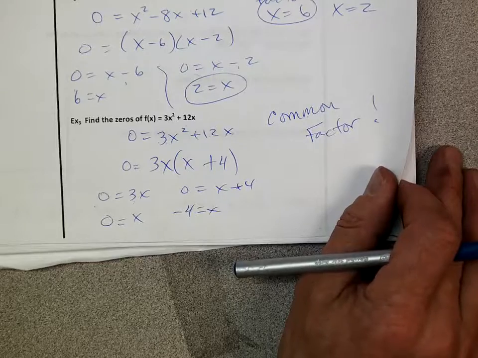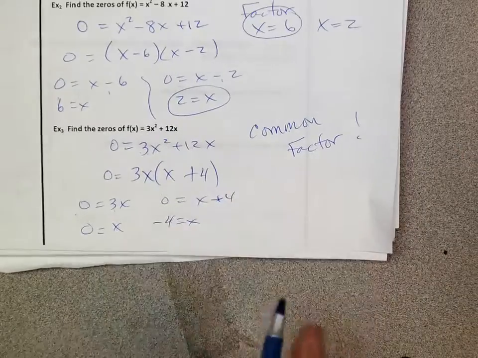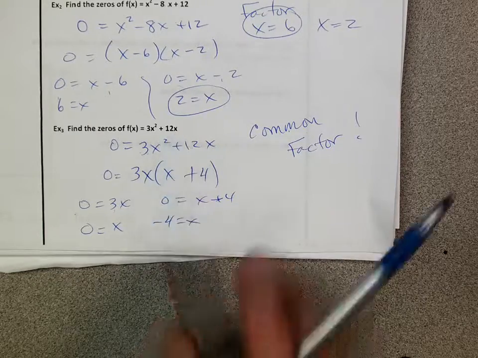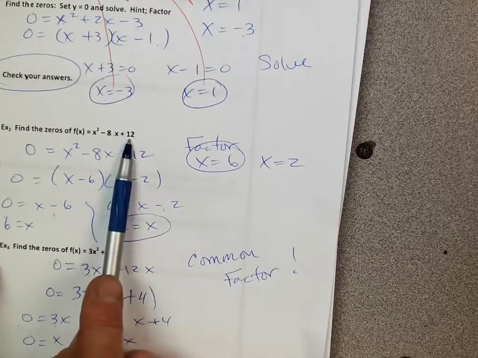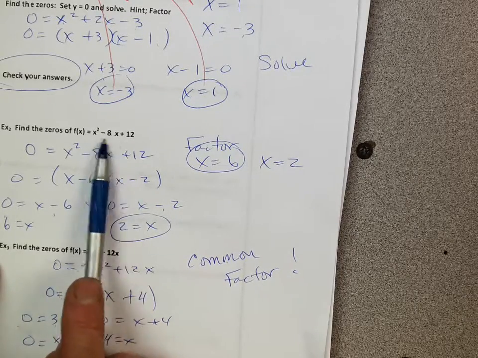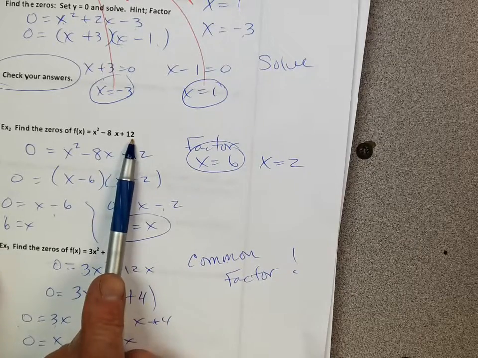Yeah, Will? How do you know when to use instead of... Right. So if you take a look at the 12, can you take an x out of the 12? No. So normally when you common factor, all the terms have to have something in common. Okay?